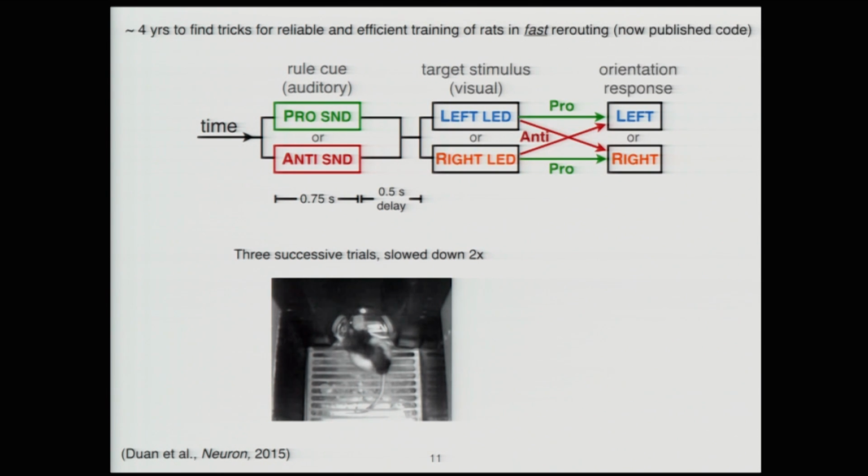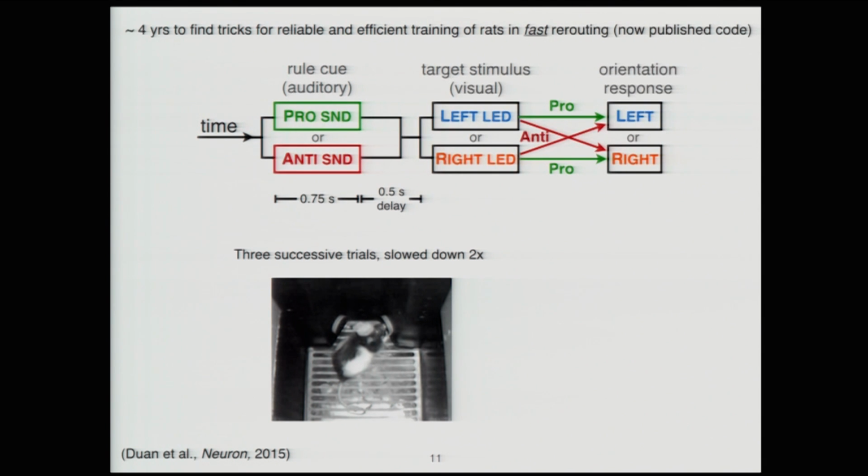So here's the rat. Sorry, that's the pro sound. Light turned on the left, and the rat turned to the left. Let me show you another pro trial. That tells it go toward the light. Okay, off it goes toward the light. And now this is going to be an anti-trial. Rat almost goes towards the light, but then eventually it turns back and goes the other way.